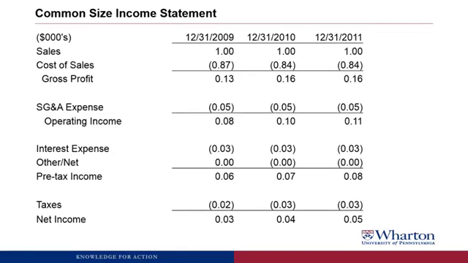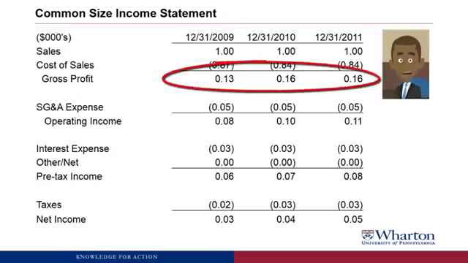And here is the common size income statement. Everything is divided by sales. So pause and take a look. Gross profit percentage has gotten bigger.